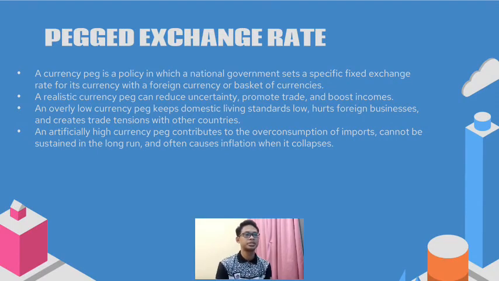Next is the peg exchange rate. A peg exchange rate is a kind of monetary policy in which one country's government fixes a certain exchange rate for its currency in relation to another country's currency or to a group of currencies. The value of an exchange rate between nations may be maintained via the use of a peg. When this is done, the exchange rates used for business planning are more predictable over the long run.